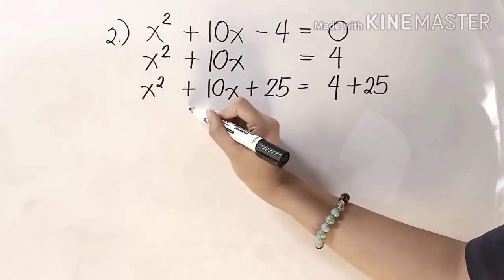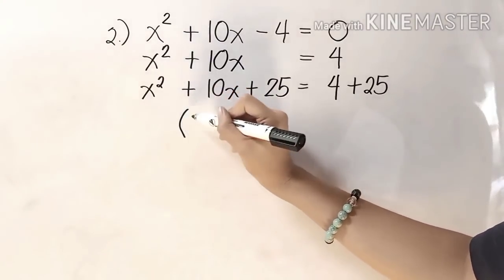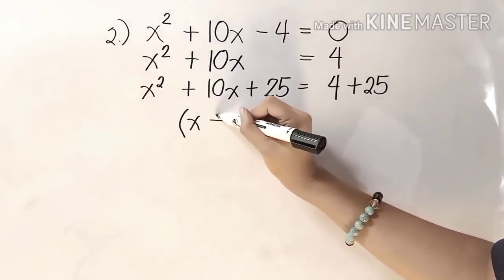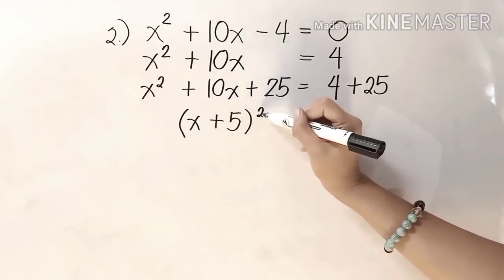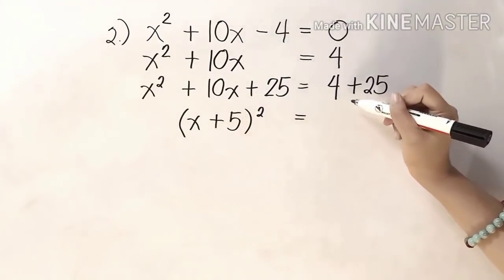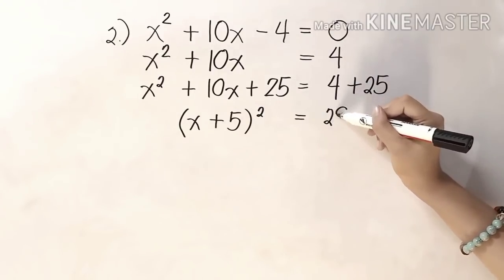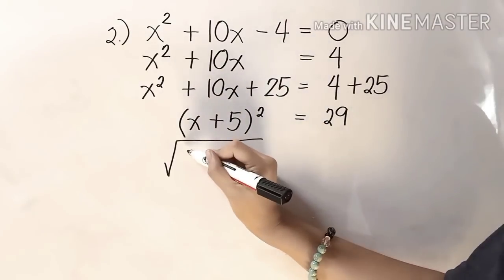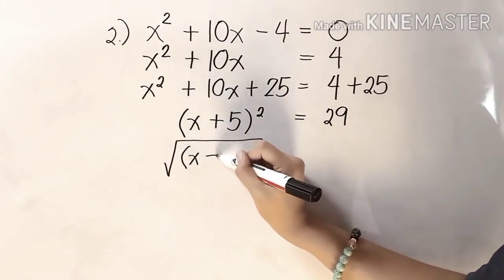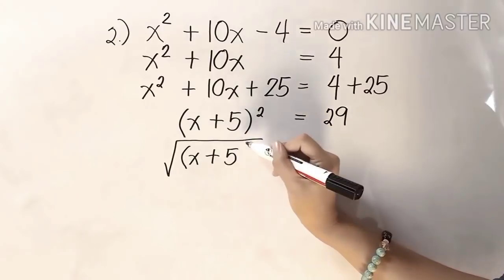We can now factor the left side. So our factor is the quantity x plus 5, squared. Again, 5 is taken from 10 divided by 2. Performing the operation on the right side, that will be equal to 29. Again, place a square root on both sides to get rid of the exponent 2.